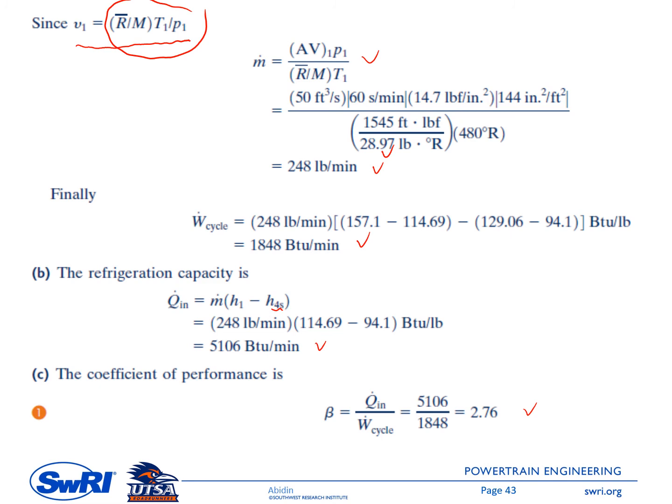The last question is the COP. So this is Q dot in over W dot cycle. Q dot in, we got from the answer of B, and W dot cycle, we got from the answer of A. So you will get a COP, or beta, of 2.76.